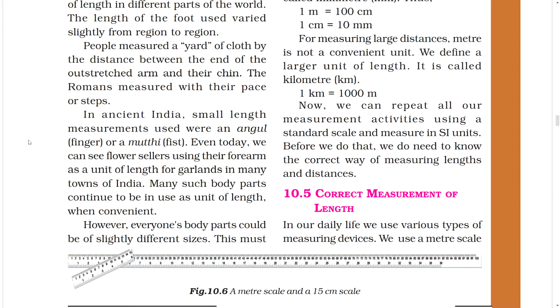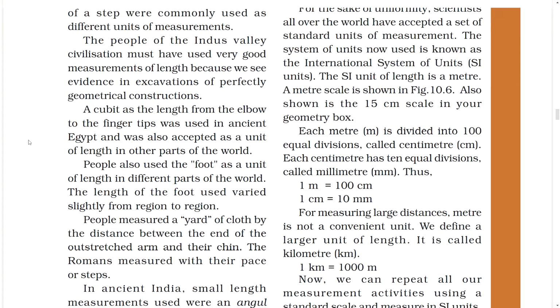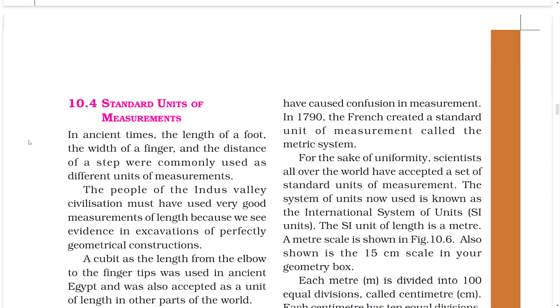However, everyone's body parts could be of slightly different sizes. This must have caused confusion in measurement. In 1790, the French created a standard unit of measurement called the metric system. For the sake of uniformity, scientists all over the world have accepted a set of standard units of measurement. The system of units now used is known as the International System of Units (SI units). The SI unit of length is a meter.